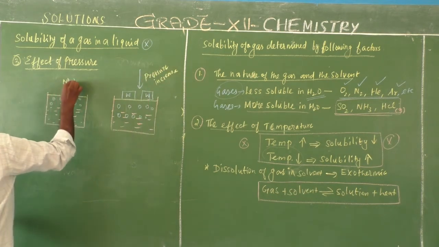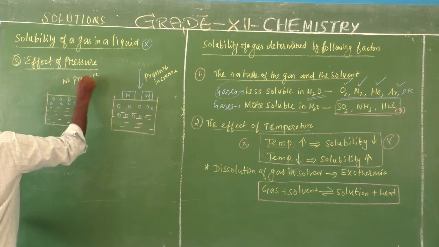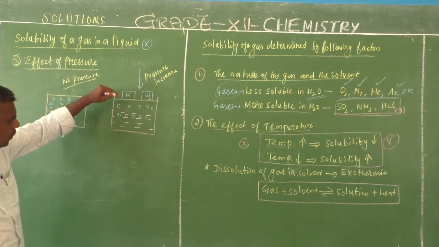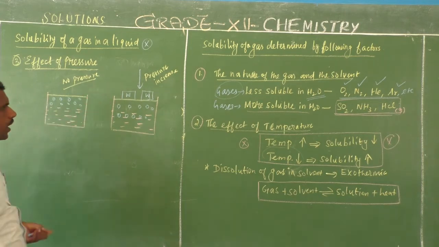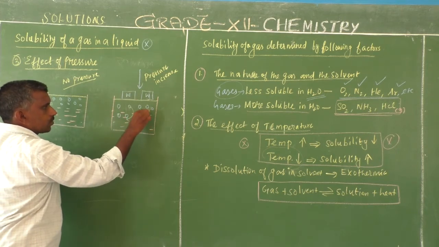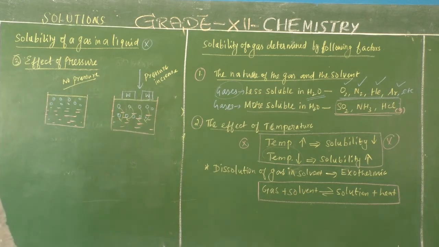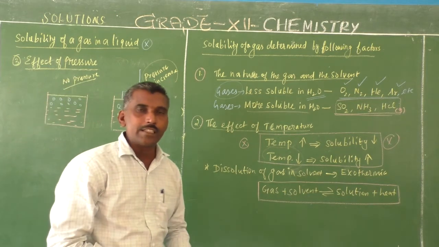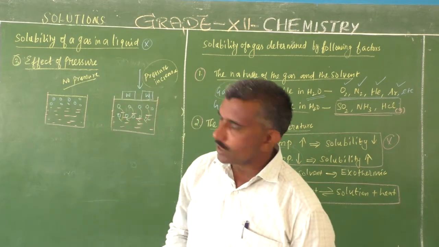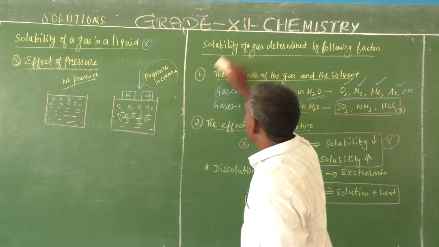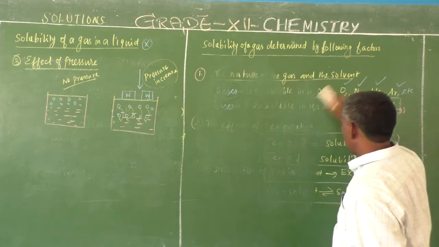Here no pressure. Here pressure is increasing. How do you increase the pressure? You put a weight on the piston. So what happens? The gas particles dissolve in the solvent. So when pressure is increasing, the solubility of the gas is increasing. That is the effect of pressure. Here is something very important. In this effect of pressure, Henry's law applies.